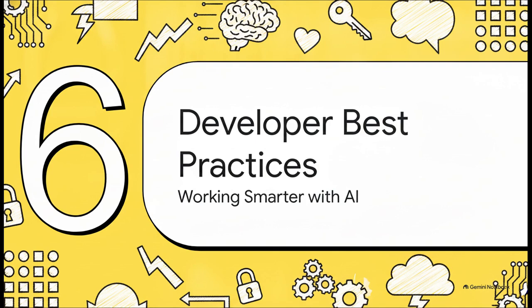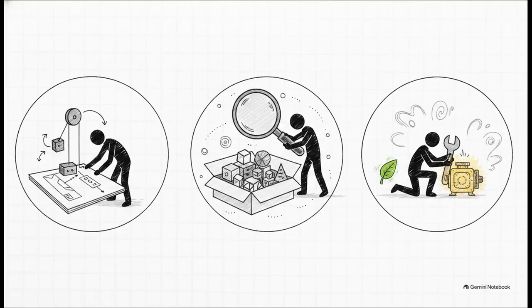Which brings us to Section 6, Developer Best Practices. Let's work smarter with AI. If you're actually building with these tools, definitely keep these 3 golden rules in mind. First, always start with a simple pipeline interface to prototype quickly. Prove your concept before you start writing custom code.